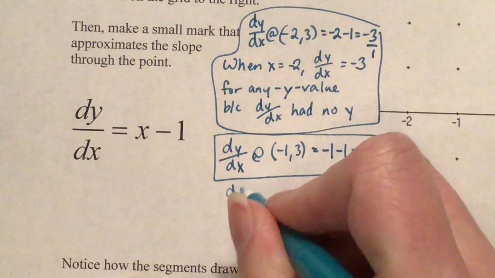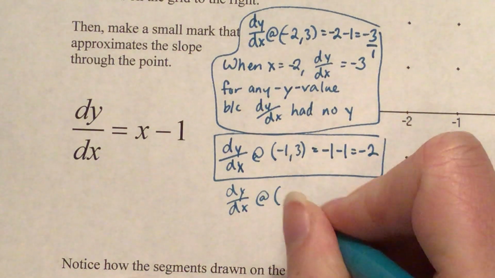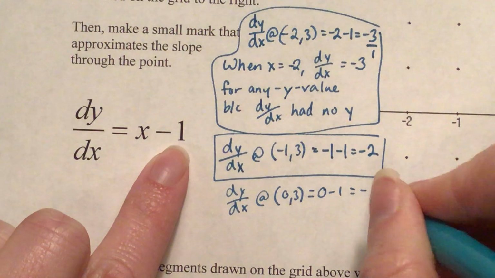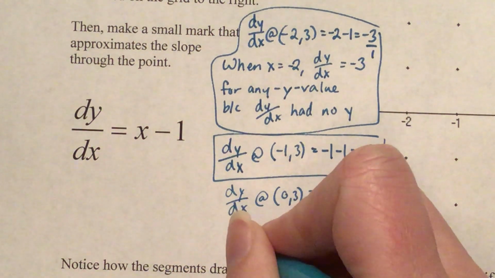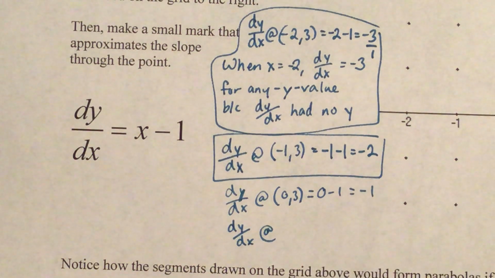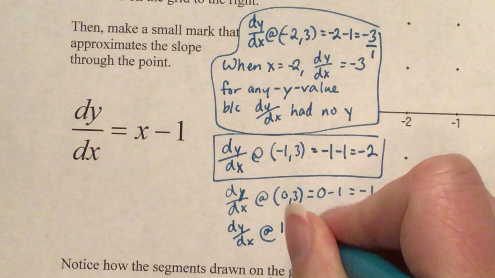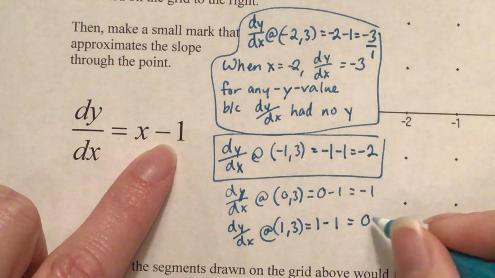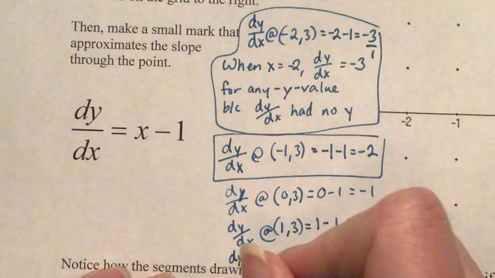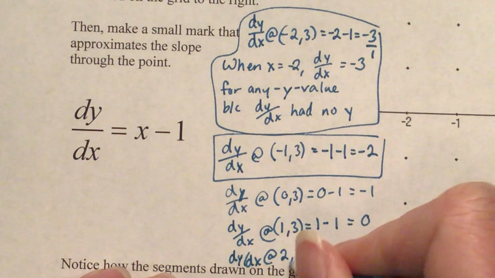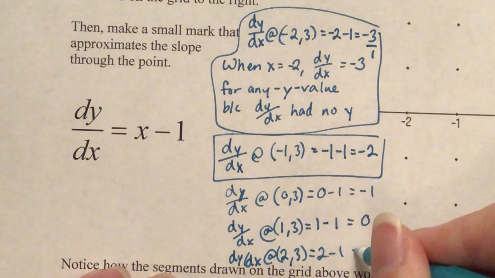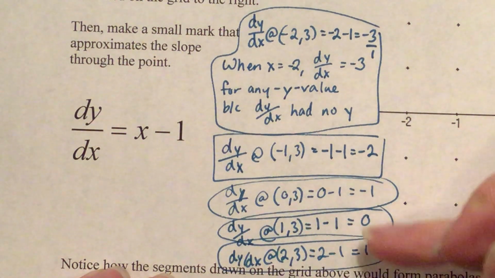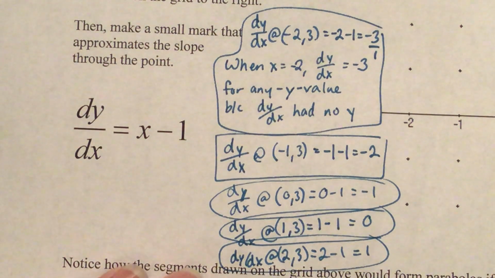Let's do it again. Dy dx at the point 0, 3. So plug in 0 for x. This is 0 minus 1 equals -1. Dy dx at 1, 3 is 1 minus 1, which is 0. Slope of 0 is horizontal. And then dy dx at 2, 3 is 2 minus 1, which is 1. Okay, so that's our 1, 2, 3, 4, 5, 6 things we were going to write there.